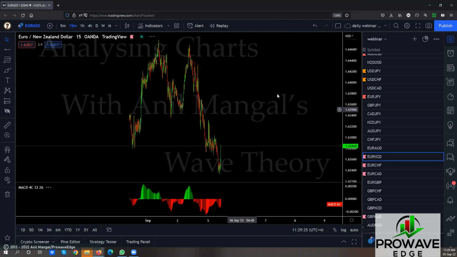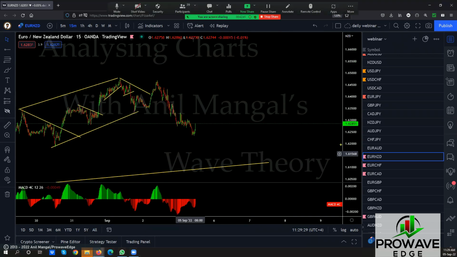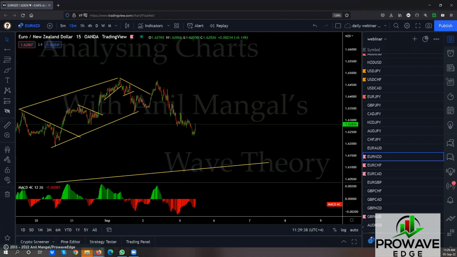Euro New Zealand. What is the trade in the Euro New Zealand? Same thing. Go back up. We are waiting for a sell setup. Go back up like this one, make a running flat, put a sell, target this one. So we're looking for a sell in this level, a stop above here, and a target to this level.